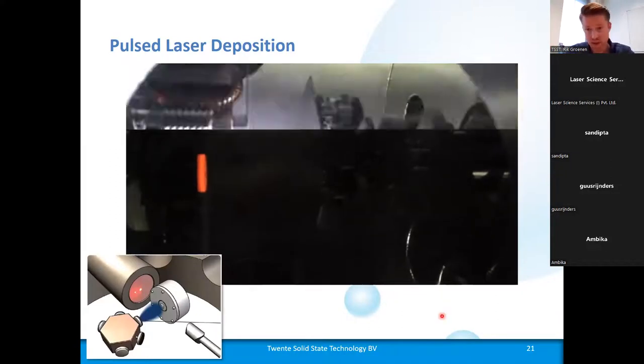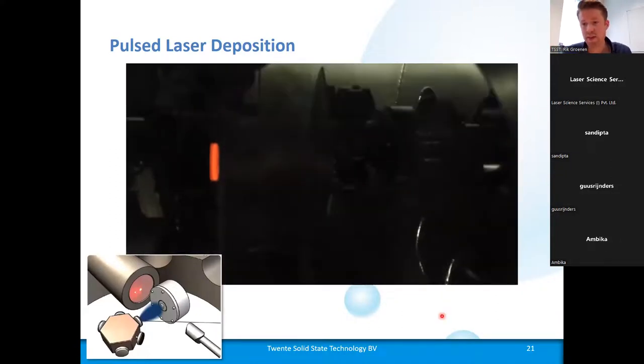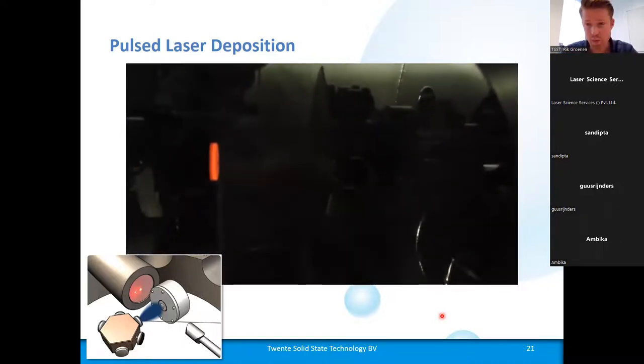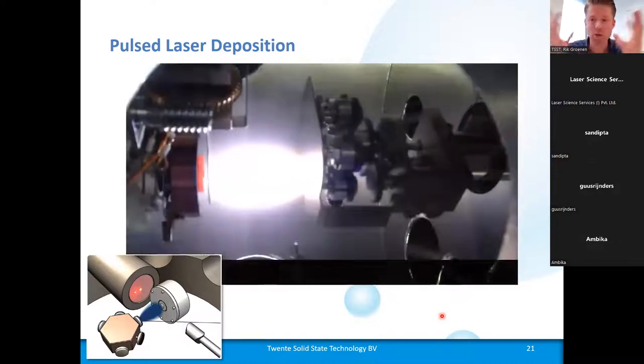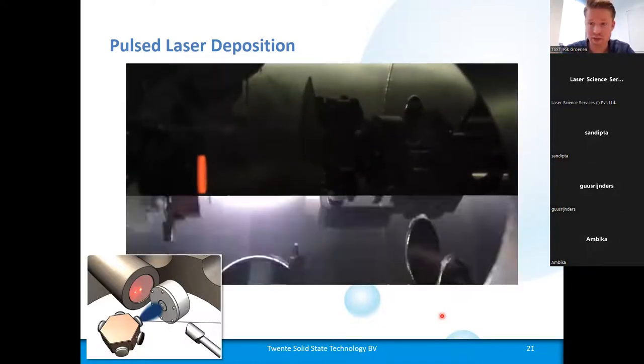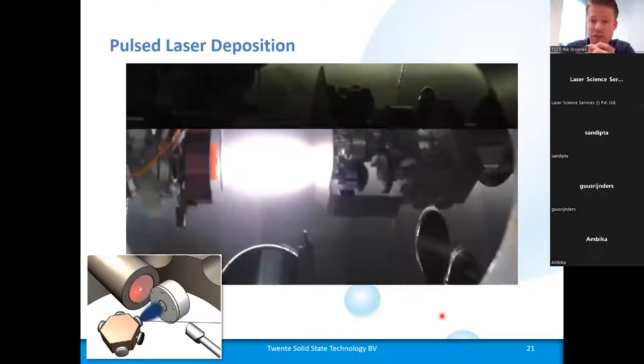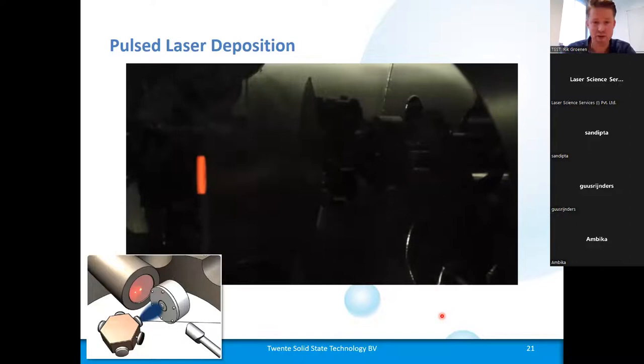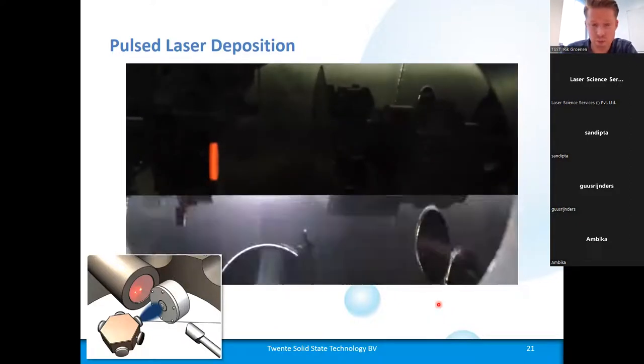So kind of to get a picture for people that are not entirely familiar with the process, as you can see in the video, it's a very explosive process. So the plume, it's really an explosion of material. So it's quite interesting that we actually achieve this high control in film growth, because in essence it's a very uncontrolled process.